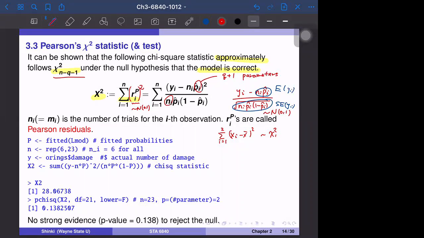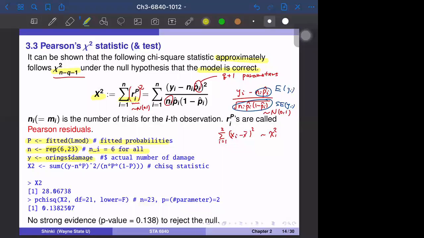And how to calculate this? Actually, I don't know any function, and the textbook doesn't discuss it either. So just calculate everything from scratch. Fitted probabilities are obtained from the fitted values of the logistic regression, binomial regression object. And n is 6. Ni is 6 for all 23 observations, so repeat 6, 23 times.